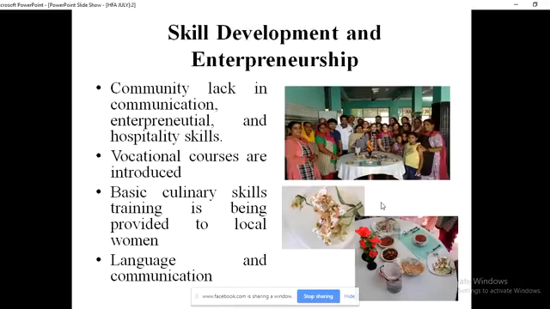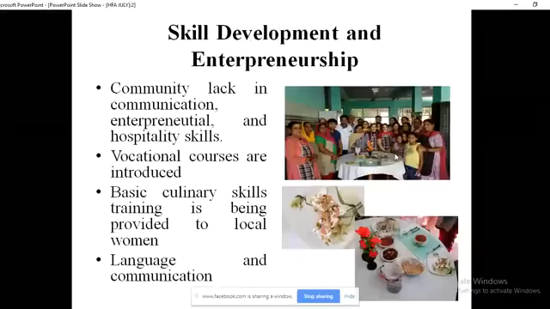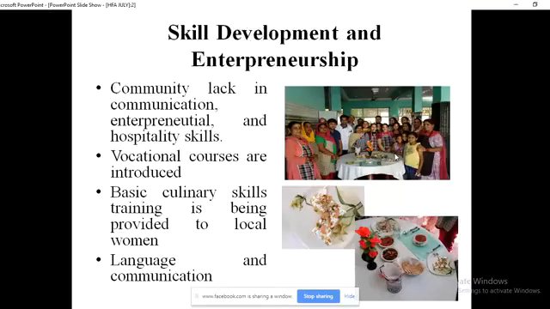For that matter, the government has already started some initiatives, like basic culinary skills being provided to local women. Like in the picture, you can see women of the Naina Devi area learning some culinary skills. They are provided with skills on how to serve food and how to cook food, and children are provided with vocational courses like tourism. They can study these courses to earn a livelihood later. Skill development and entrepreneurship are a must for tourism.